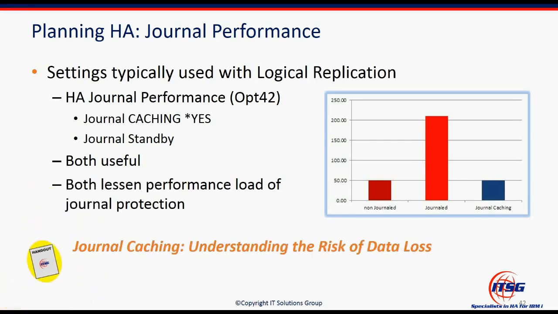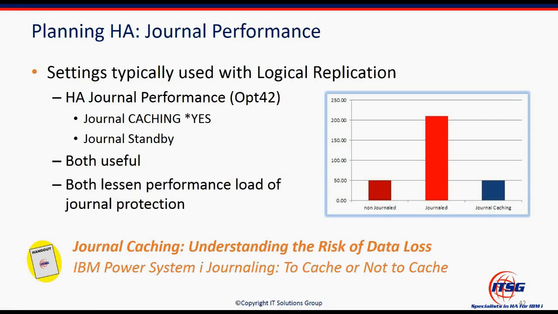On our handout, there's a link to understanding the risk of data loss when you're journal caching. And we also have a blog on our website called IBM Power Systems Journaling: To Cache or Not to Cache. Again, when you're caching, you're vulnerable to data loss. So you need to understand the ramifications, and then you can determine whether the loss of data is greater by going that route or by doing journaling.